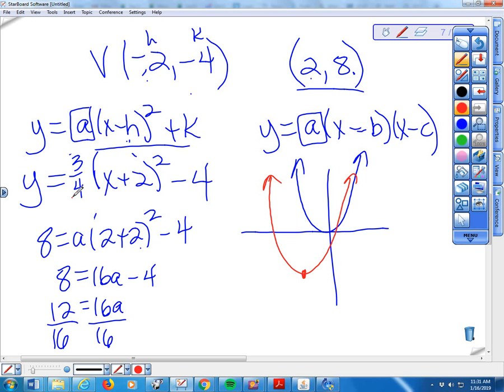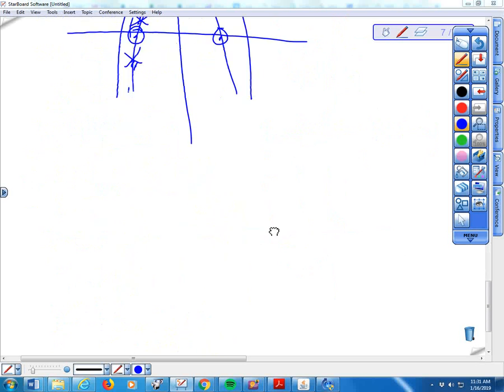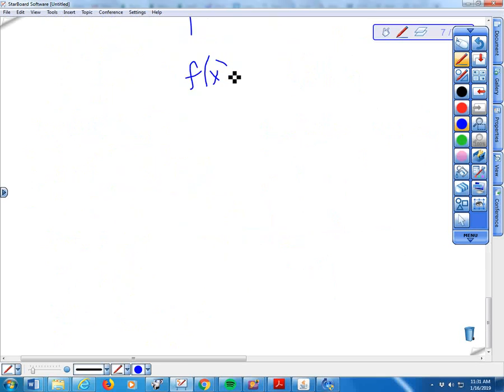Yes? I'm pretty sure most of us don't have this problem, so can we do it on the board? Sure. It's f of x equals x squared plus bx. We're finding a, h, and k. Which would be... it's just h and k, right? Yeah. So h and k are represented, this is the vertex.